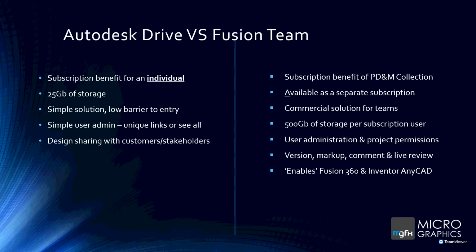And you've got to actually give rights to those people as well. As you can see, Autodesk Drive has only got 25 gigs of storage, but Fusion Team has got 500 gigs of storage per subscription user. Okay, so every single user is going to get 500 gigs of storage, whereas Autodesk Drive, you only get 25 gigs of storage. Okay, very simple solution, low barrier to entry in your Autodesk Drive.